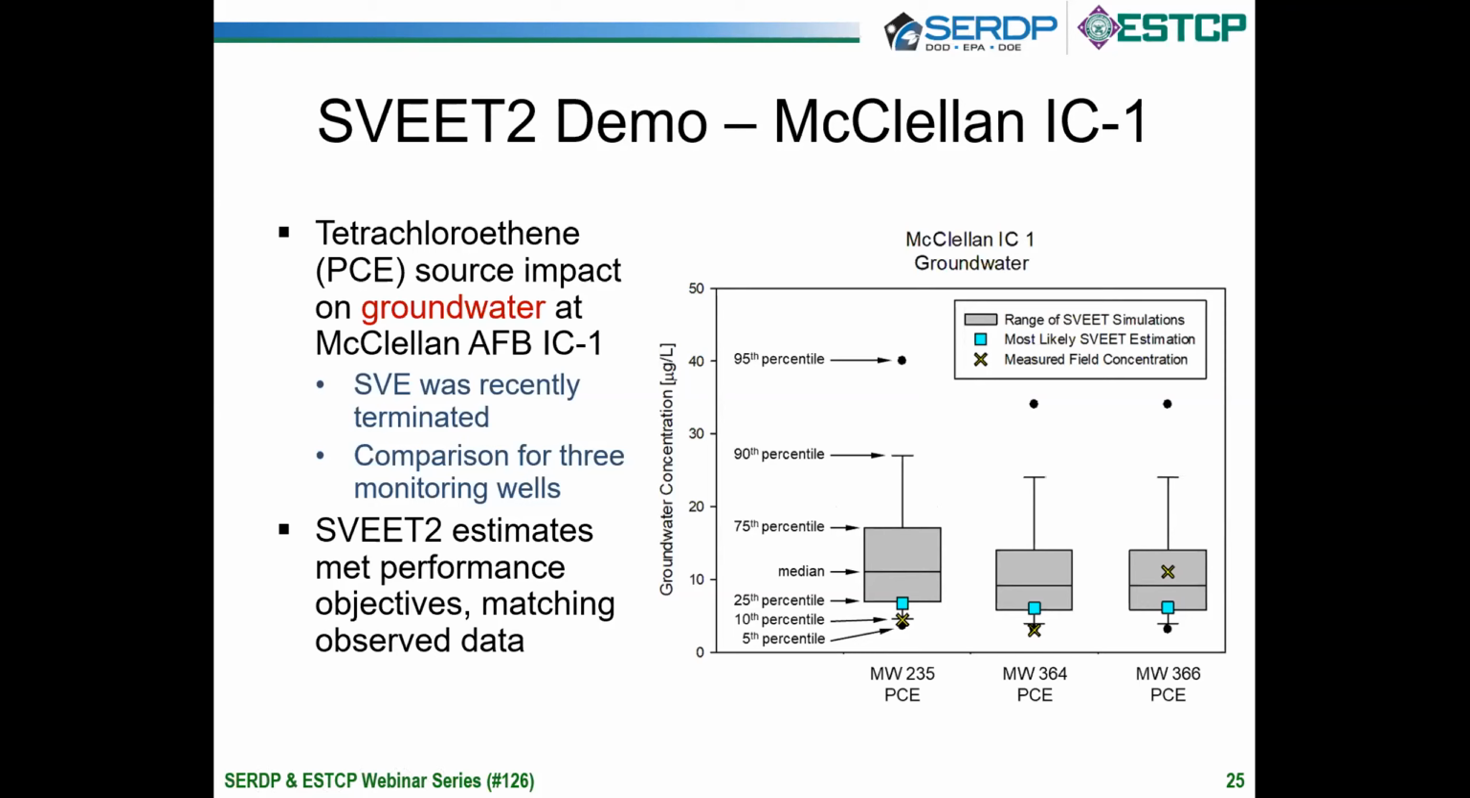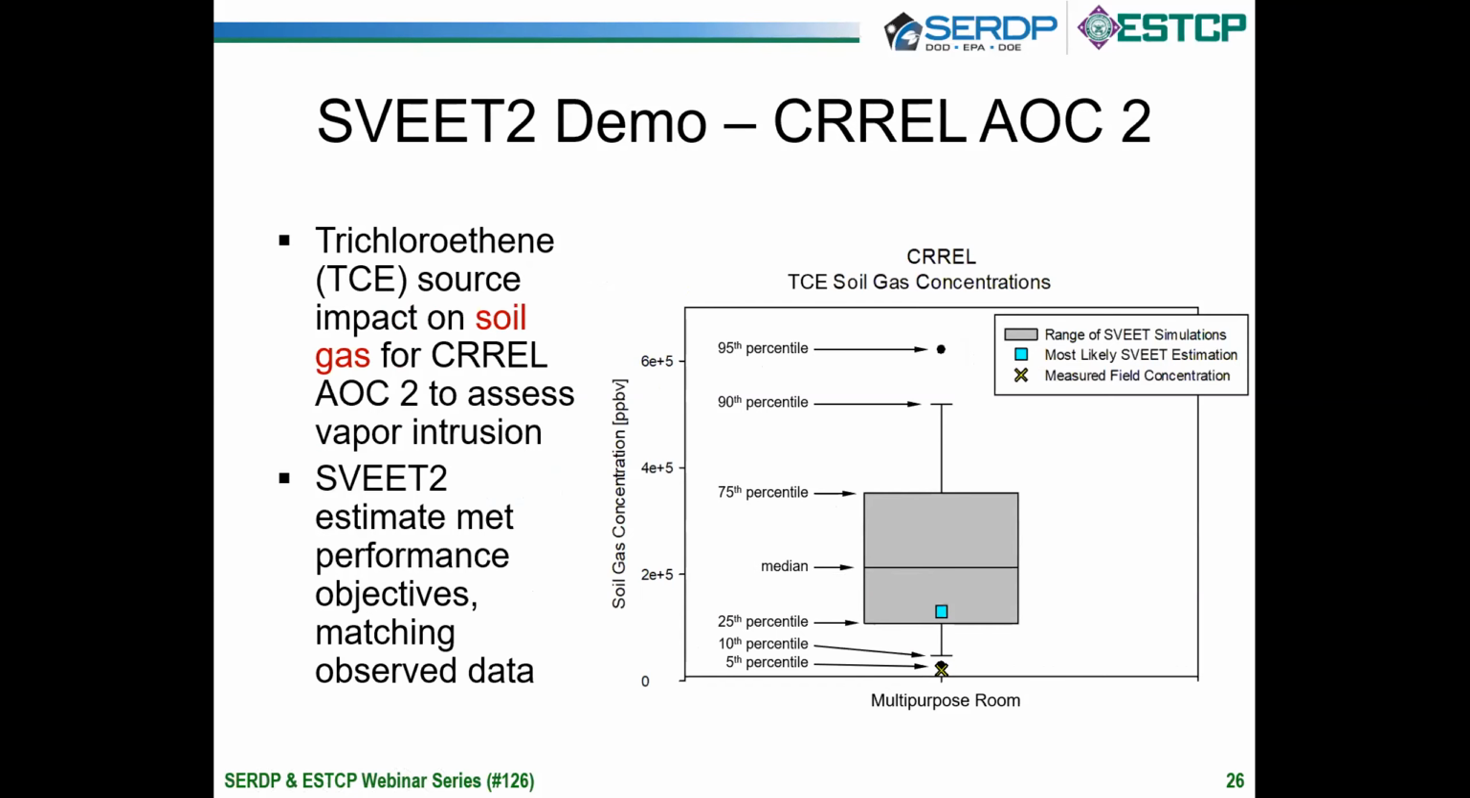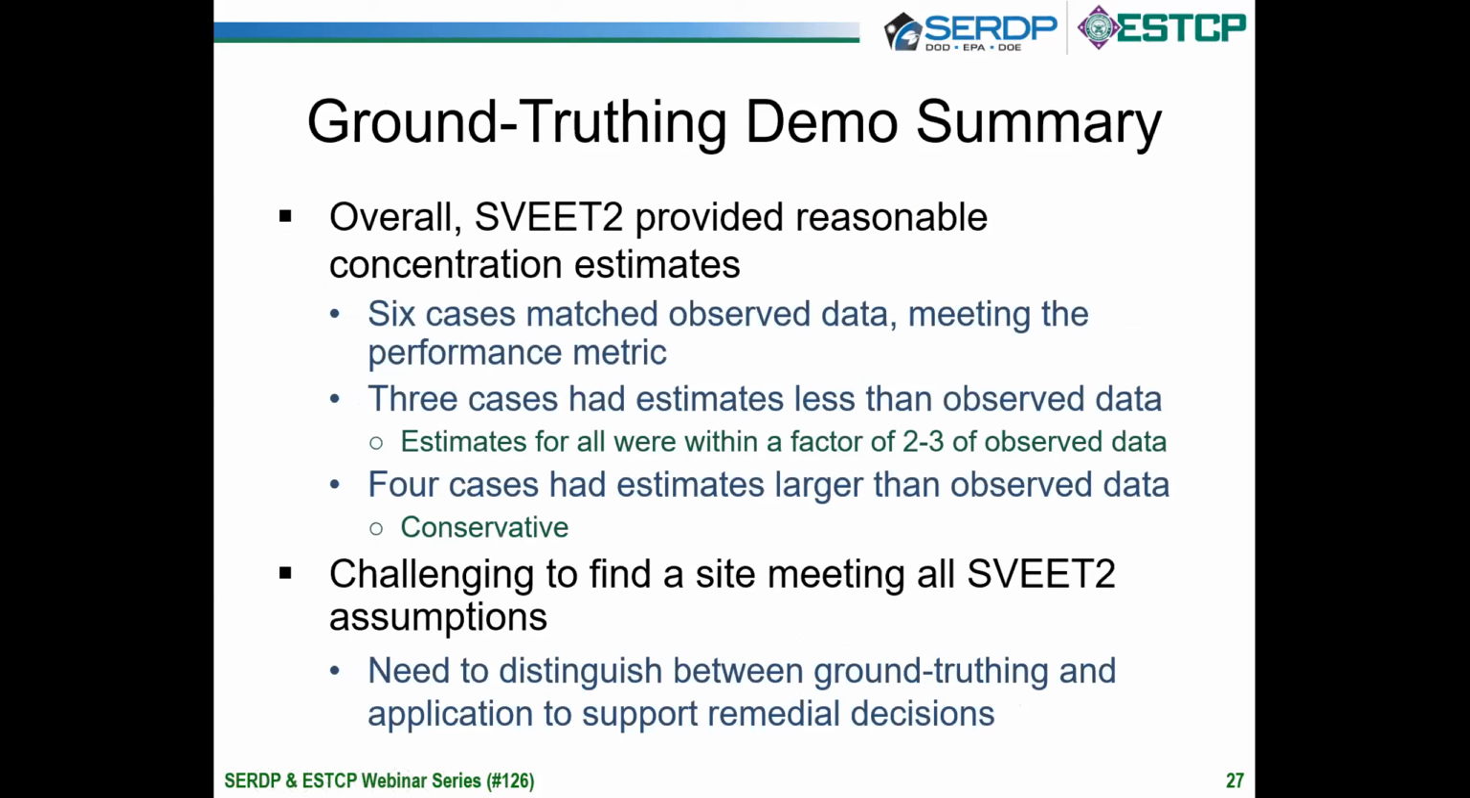We also looked at the soil gas. So our Corps of Engineers Cold Regions Lab has the AOC2 site, which has a TCE source in the vadose zone. And we wanted to look at that impact on soil gas. So we did the same approach in terms of the most likely data inputs and the range for the Monte Carlo analysis. And again, in this case, it met the performance objectives for that site.